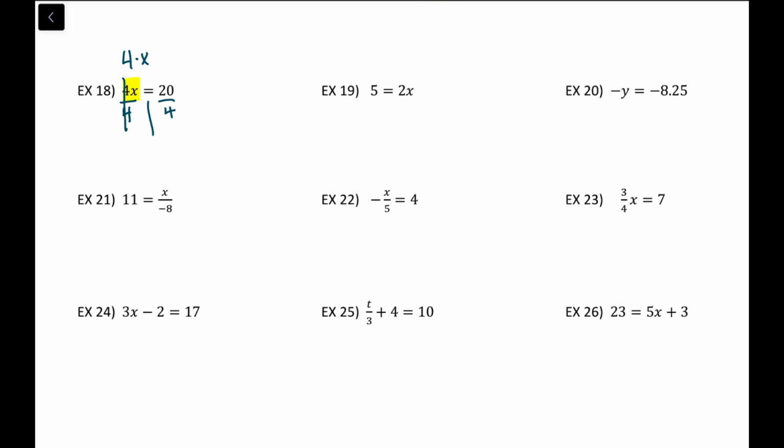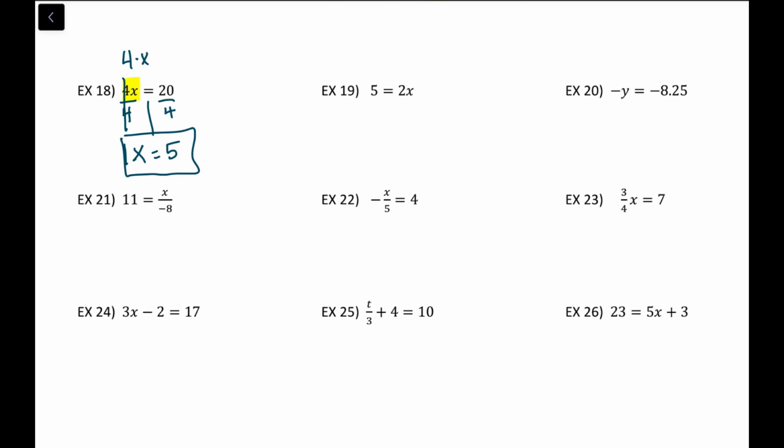That just gives me 1. 1x is just x. And then 20 divided by 4 is 5. Now, if you do write the 1 with the x, that is okay, but it is not necessary. Eventually, throughout the course, you'll get in the habit of dropping that 1.